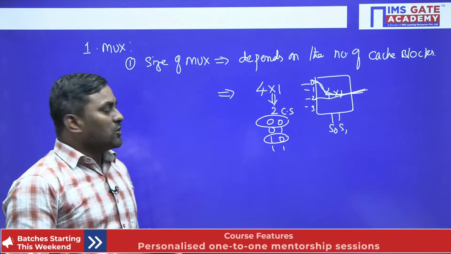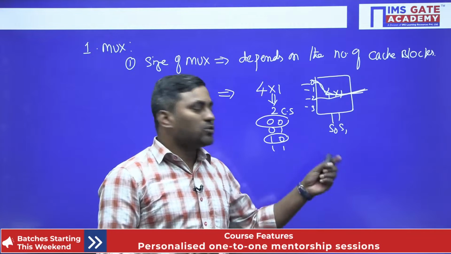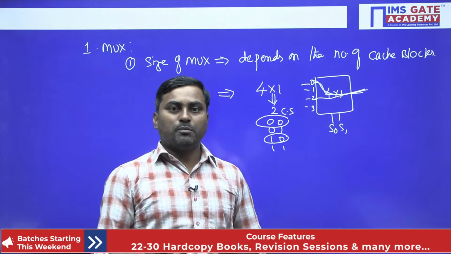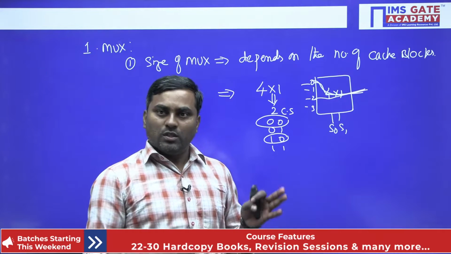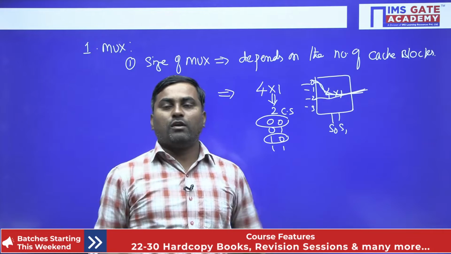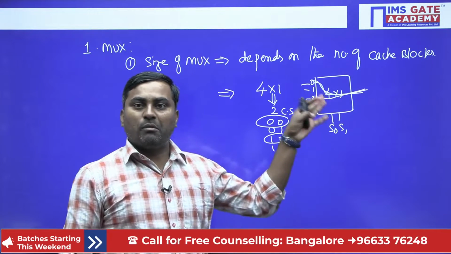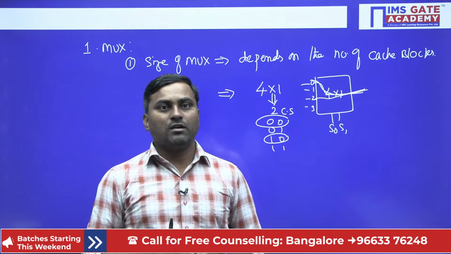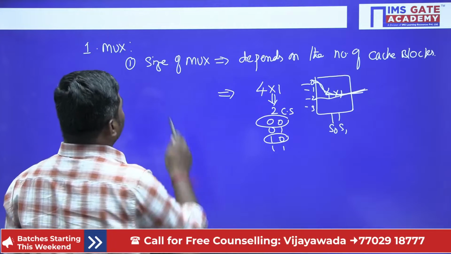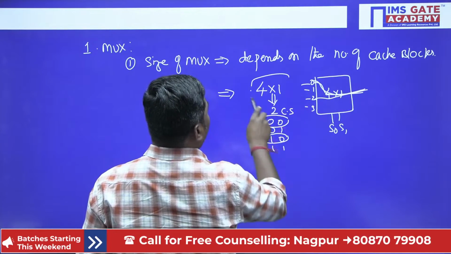As an application of the multiplexer, at the transmitter we use a multiplexer, and at the receiver we use a demultiplexer. The demultiplexer is the opposite: at the receiver end, one line input goes to 4 lines. So 4 by 1 is a multiplexer and 1 by 4 is a demultiplexer. You know these basics. Now, the size of the multiplexer depends on the number of cache blocks, which is why I chose 4 by 1.